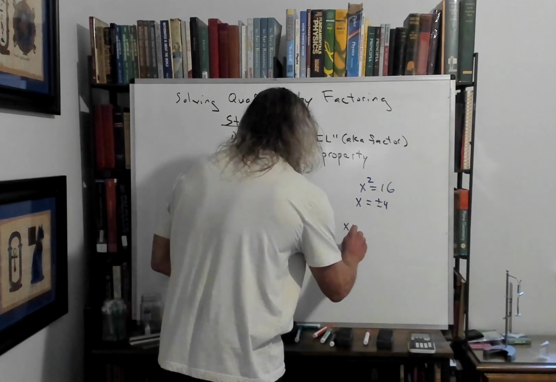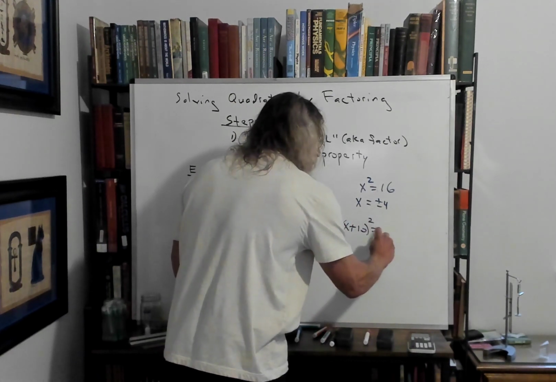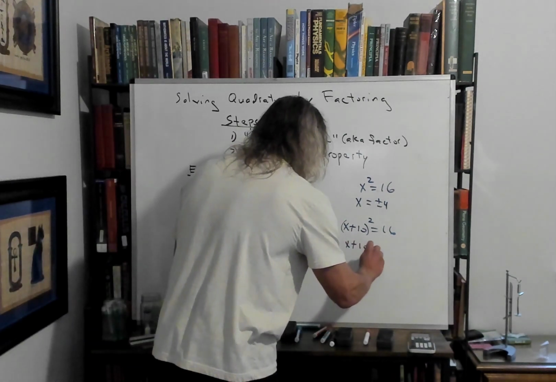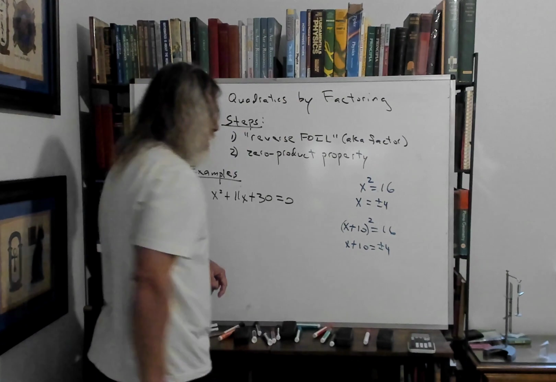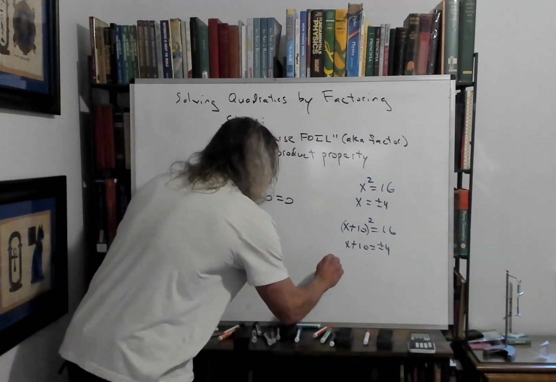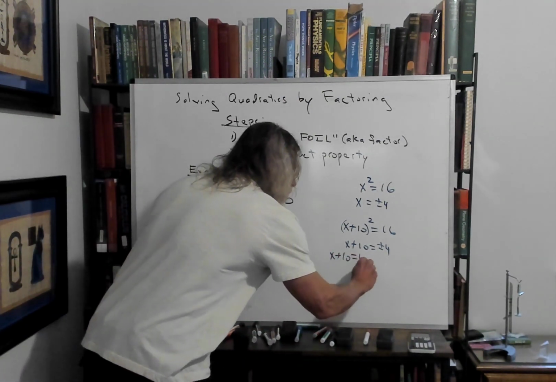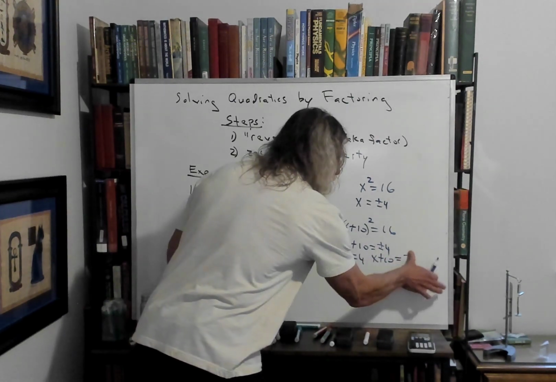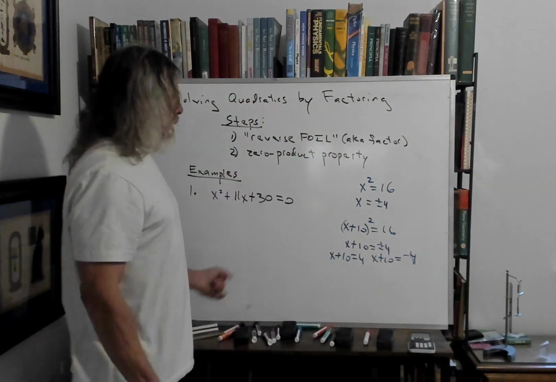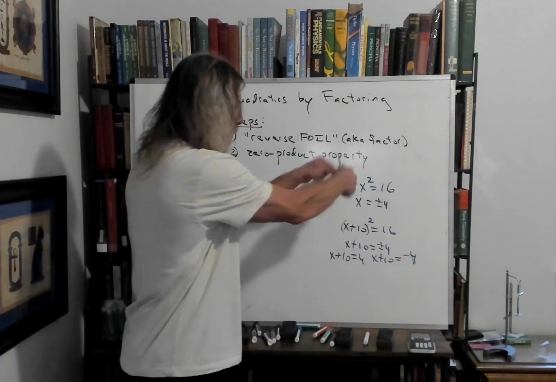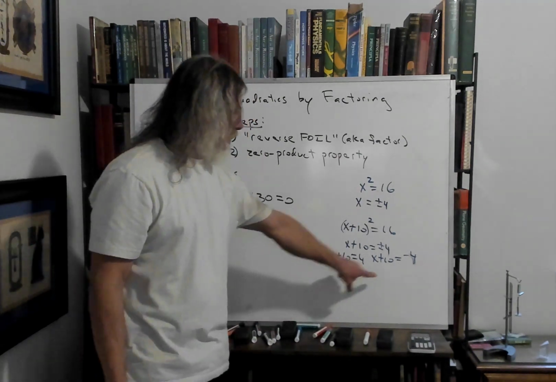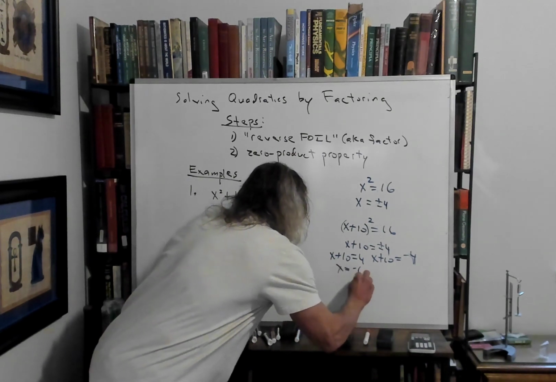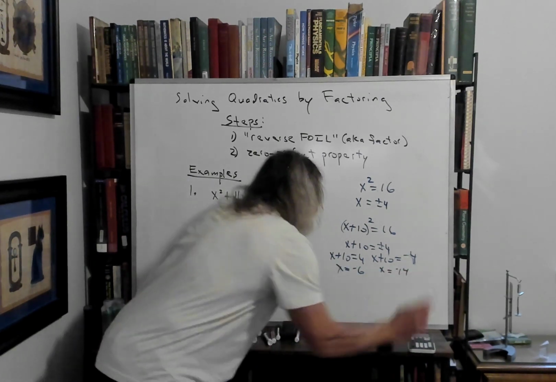Or x plus 10 squared equals 16. We square root. X plus 10 is plus or minus 4. And then we do x plus 10 is 4, x plus 10 is negative 4. Solve each of these individually. We square root, break it apart into two things with a positive 4 and a negative 4. Subtract 10. We get negative 6 or negative 14.